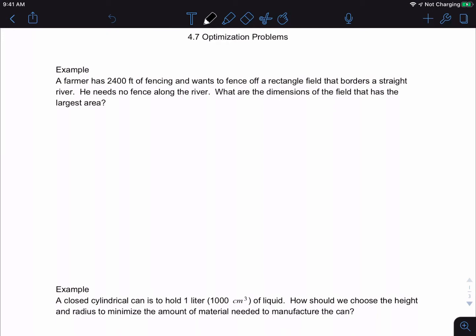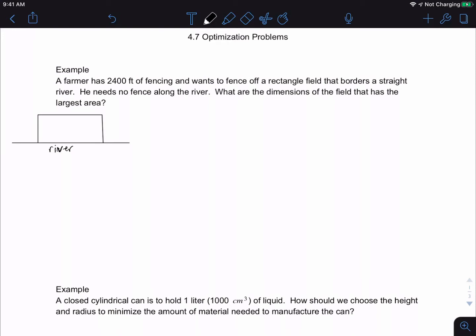Okay, so since he wants it rectangular, they've kind of restricted the way it looks. One side will be a straight line. And so we have this rectangle that we need to build, right? And so here's the rectangle that they tell us. This is the river, right? This is our river. And so they say that he has 2,400 feet of fencing.